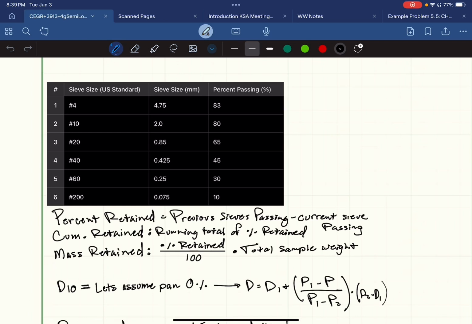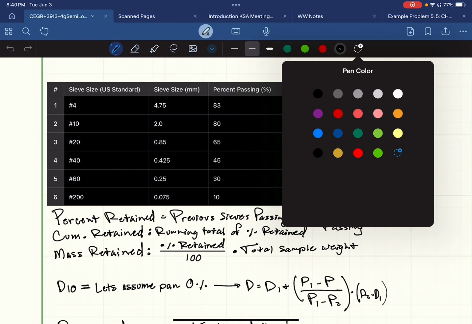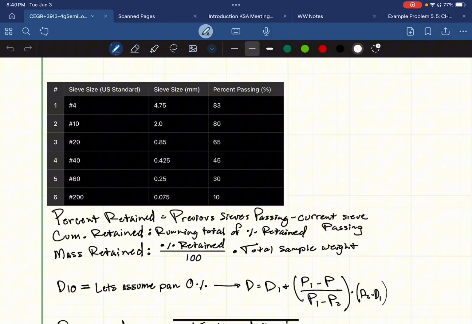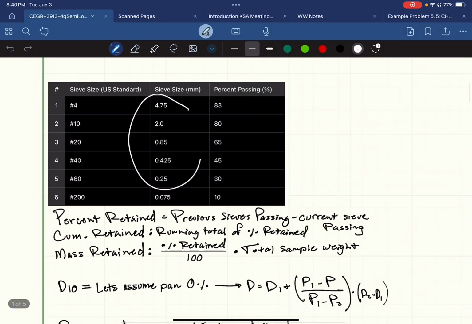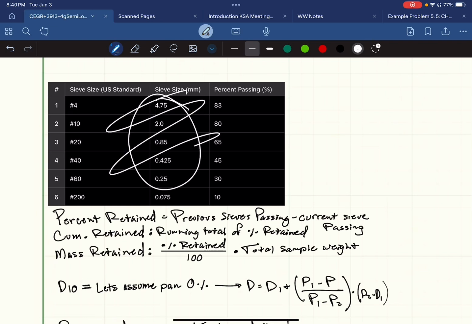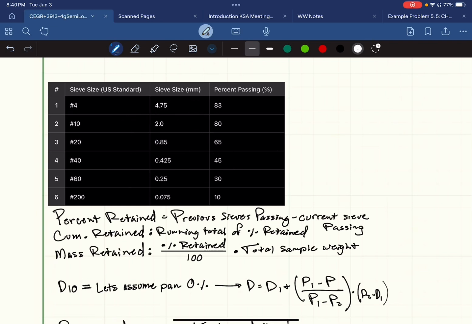are the percent passing and the sieve size, in the US standards and in millimeters. It is really important, let me add this color here, that you know these sizes for this semester. That's really going to set you up because he is going to expect you to know those, so get comfortable with them when he first introduces them.